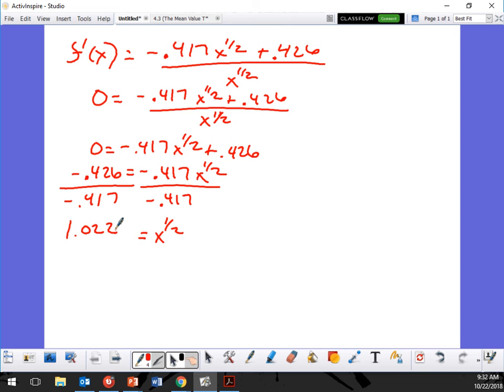Okay. All right, how would I get rid of my x to the 1/2? Square both sides, right? So squaring both sides, x equals this squared, which is going to give me 1.044, basically, right? Don't everyone jump on this all at once, right? Okay, 1.044. Something like that, right?